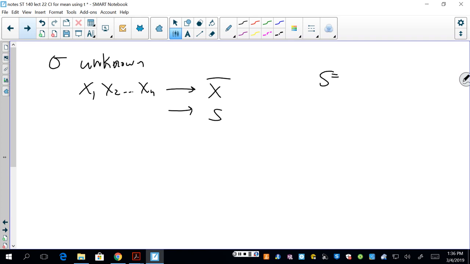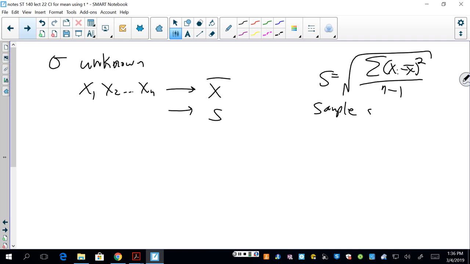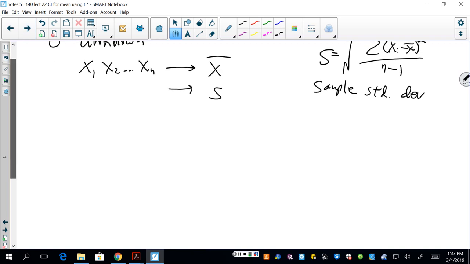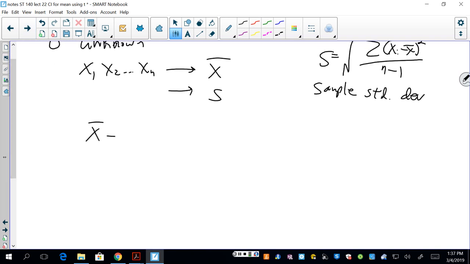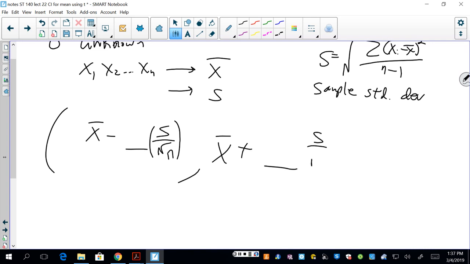S was the sum of xi minus x bar squared, divided by n minus 1, and the square root here. That's my sample standard deviation. And so in our interval, we're going to have our x bar minus something here times s over the square root of n, up to x bar plus something here times s over the square root of n.